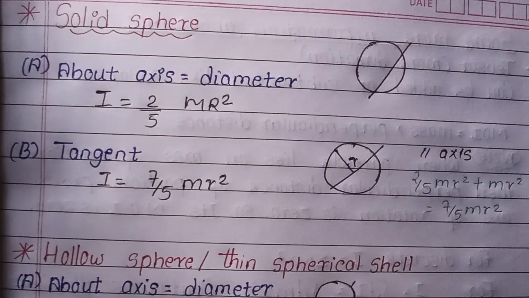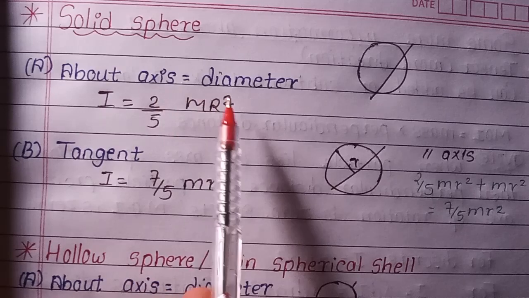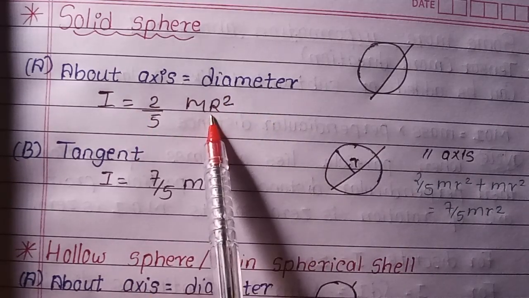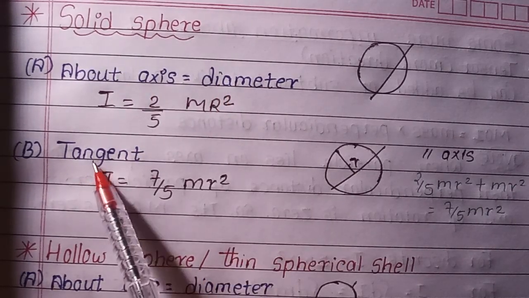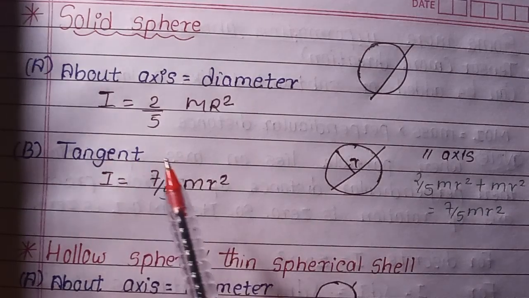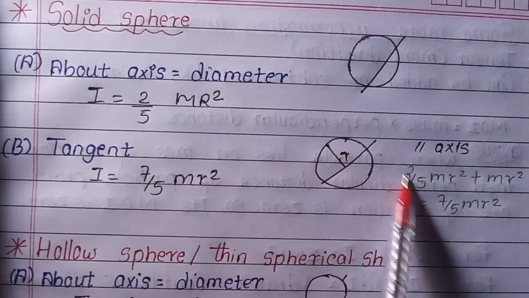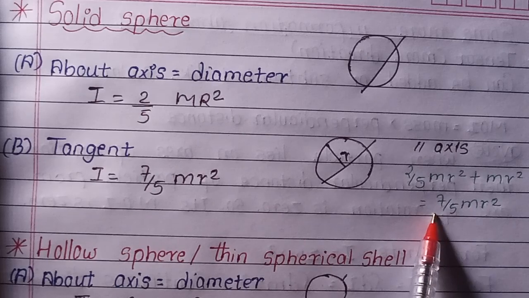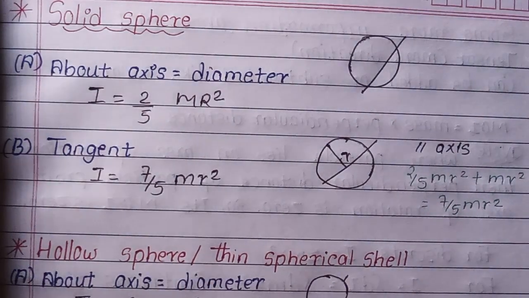And for a solid sphere, about its axis, which is about its diameter, we must remember it is 2 by 5 mr square. About its axis is equal to about its diameter. And for about its tangent, we apply the parallel axis theorem: 2 by 5 mr square plus mr square is equal to 7 by 5 mr square. About the tangent, the tangent is parallel to its diameter.